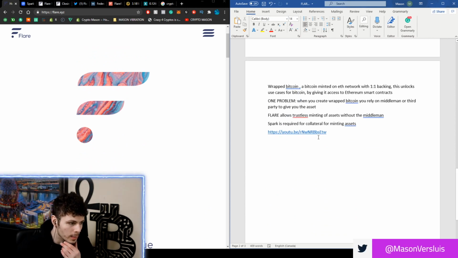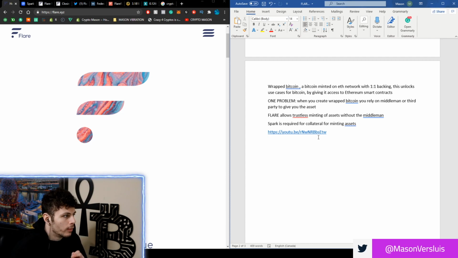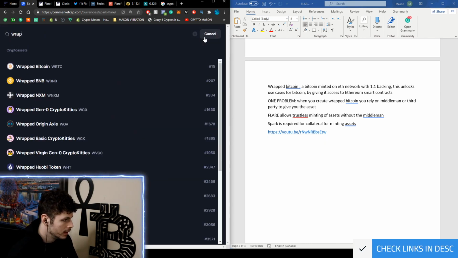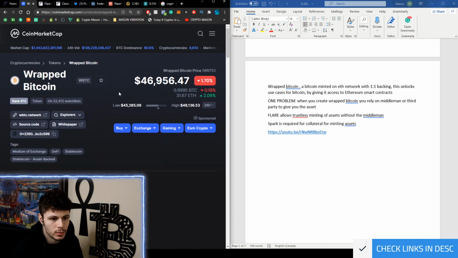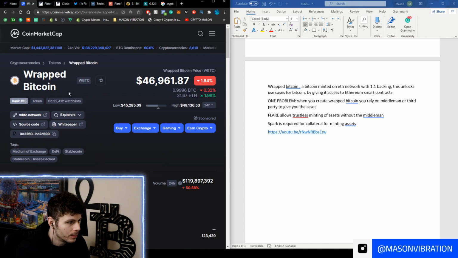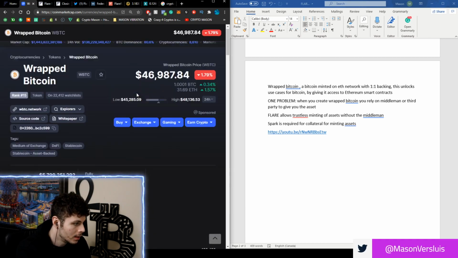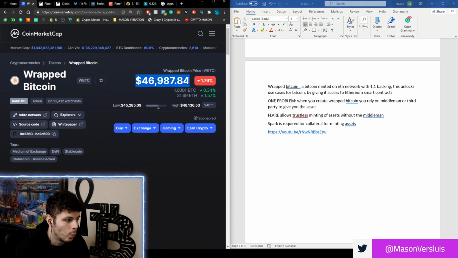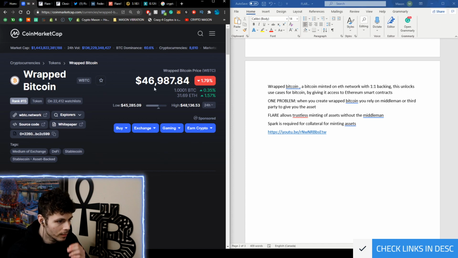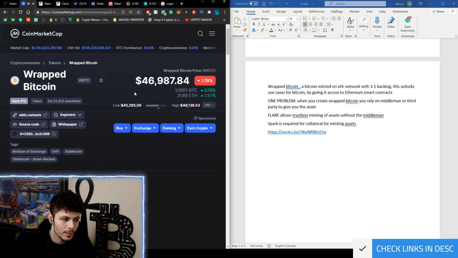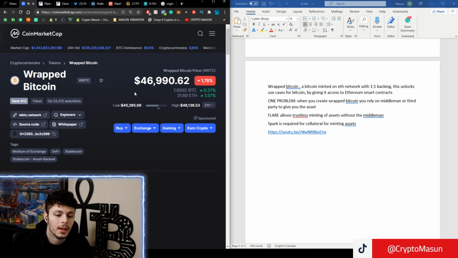So the last thing in this Word document is, if you have heard of wrapped Bitcoin, this is wrapped Bitcoin right here. Somebody made a Bitcoin that's minted on the ETH network, and it's backed one-to-one with Bitcoin. As you can see, this is backed one-to-one with the Bitcoin price. This unlocks use cases for Bitcoin, because now it has access to Ethereum smart contracts.